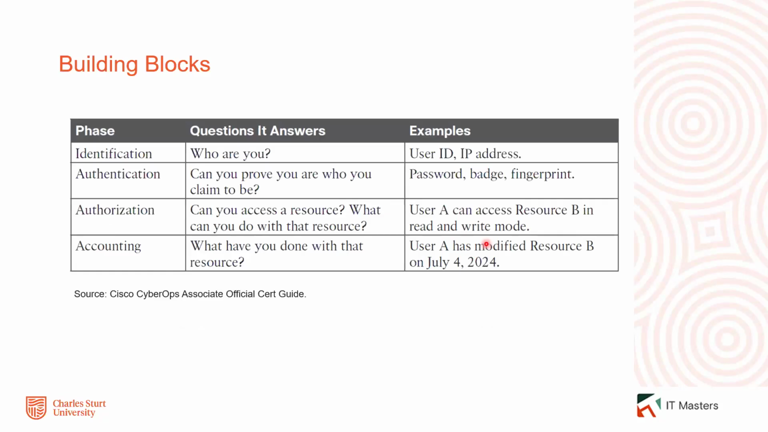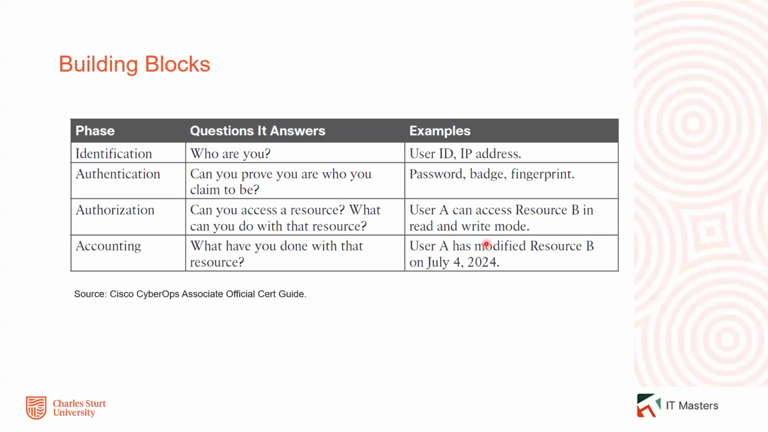And so these are some questions that these particular building blocks answer. So identification, the obvious one is, who are you? Who is it that is trying to access my resource? And we could use things like a user ID or an IP address, for example. The authentication process is, okay, I now know who you're telling me you are, but can you prove that you are in fact who you're telling me you are? And this is where we have things like passwords or proximity badges or other biometrics like fingerprints and retina scans, voice recognition, typing patterns, those sorts of things.